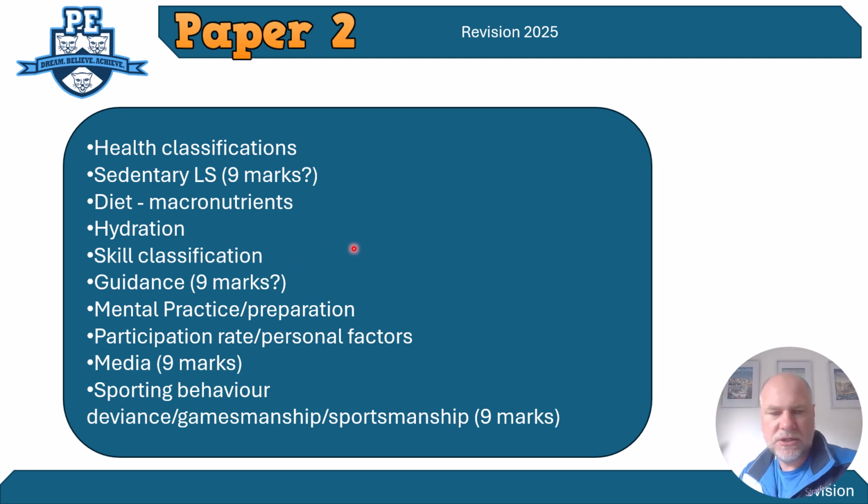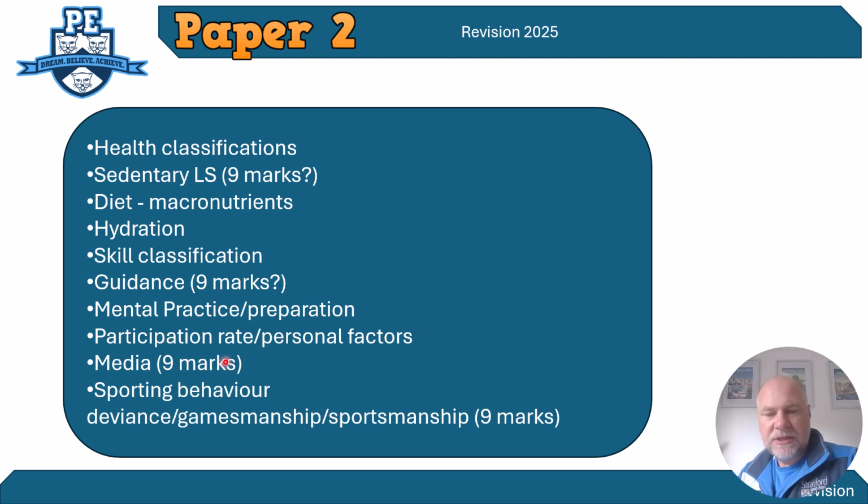Skill classification comes up every year in some manner, so definitely revise that. Guidance methods, I think, is due to come up, and again, if it's not a 9-marker, it will probably be 2-3 markers, or something like that. So I'd imagine guidance is what you want to be looking at. Now, in terms of practice methods, I would probably focus on more mental practice, mental preparation.